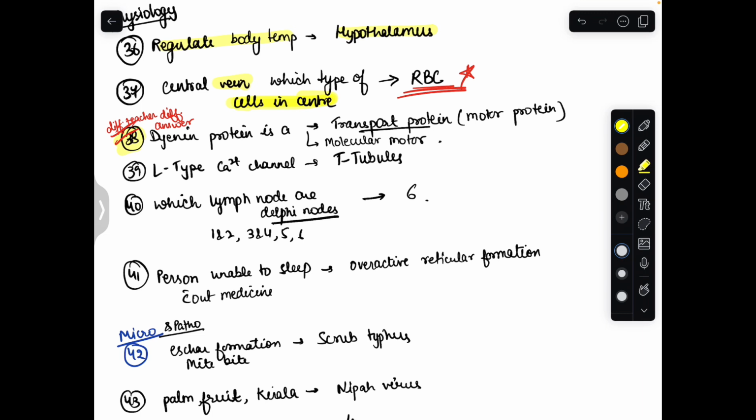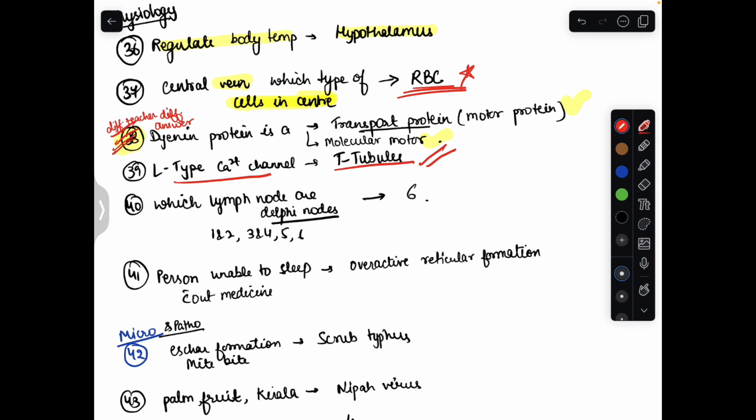So for you, you can count the mark. Okay. Now for the 38th question, also the different teacher have different answer. Dynein protein is a some said transport protein and some said molecular motor. So we don't know the correct answer for this question. So I marked it.